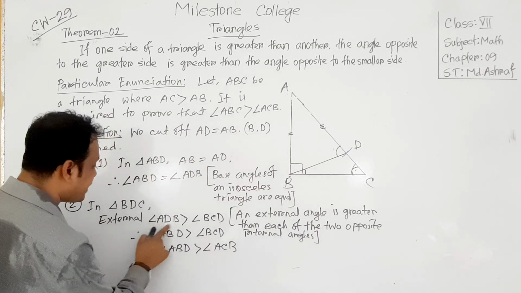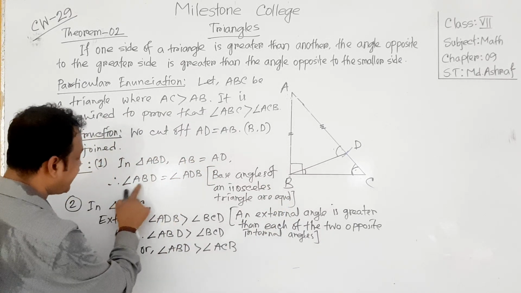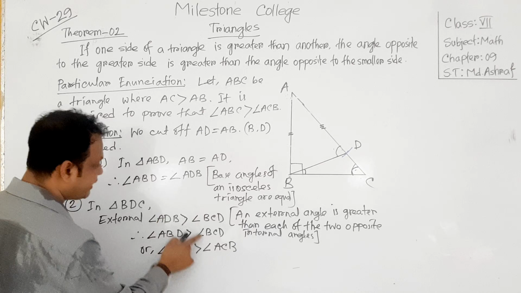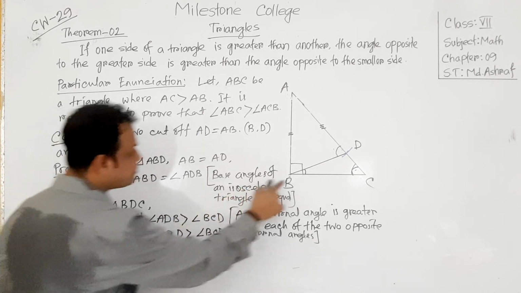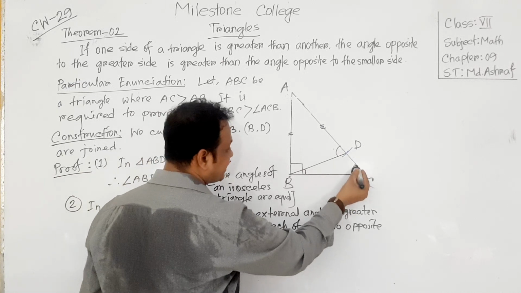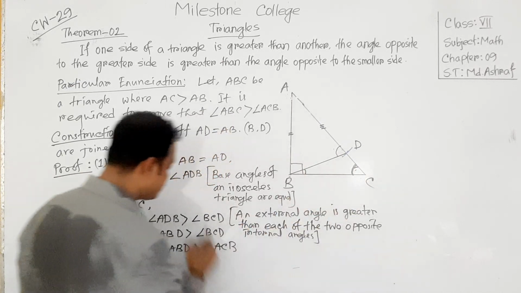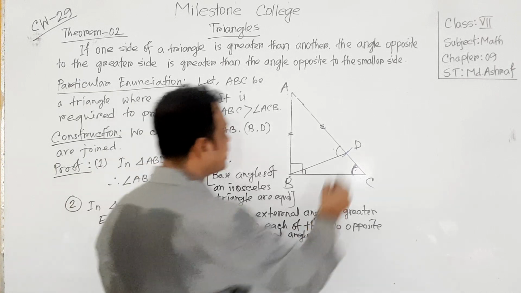So instead of ADB, we can write angle ABD. So ABD greater than angle BCD will remain the same. ABD greater than BCD, and BCD indicates this angle. We can write ACB also. So this is point 2. Now we will write the third point.